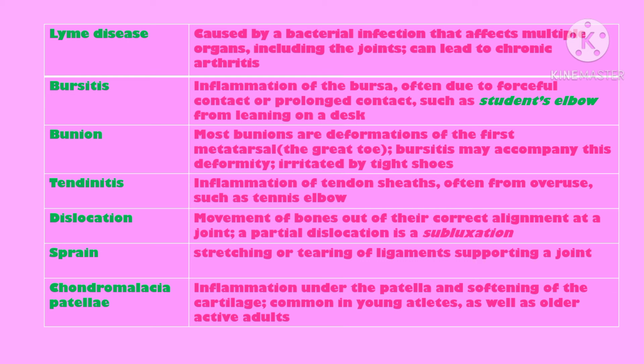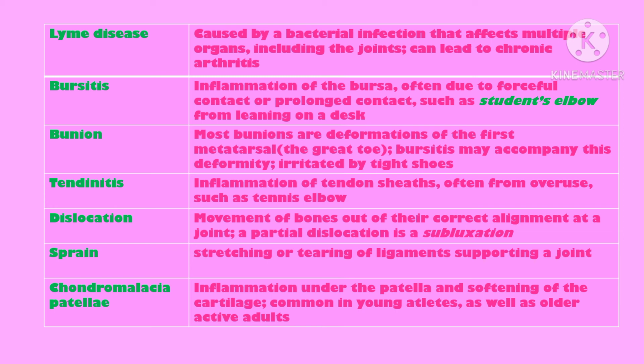Most bunions are a deformation of the first metatarsal, which is the great toe. It occurs when some of the bones in the front part of your foot move out of place. This causes the tip of your big toe to get pulled toward the smaller toes and forces the joint at the base of your big toe to stick out. For example, from wearing tight shoes.